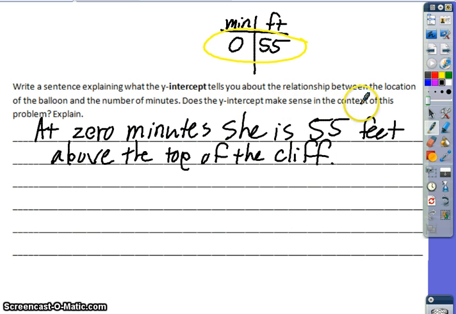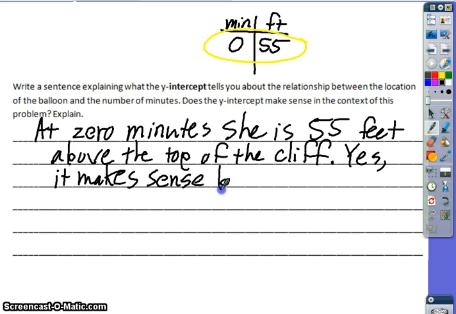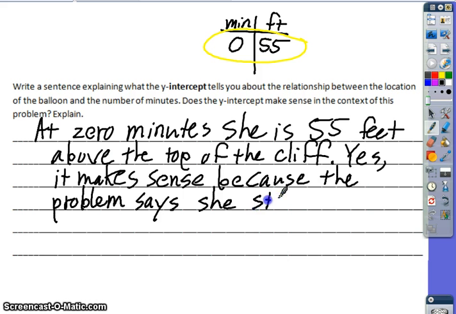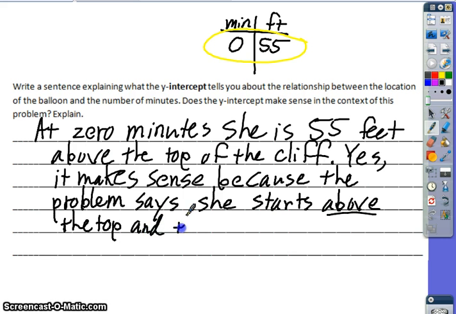Does the y-intercept make sense in the context of this problem? Explain. Yes. It makes sense. Because the problem says she starts above the top, and the 55 is positive.